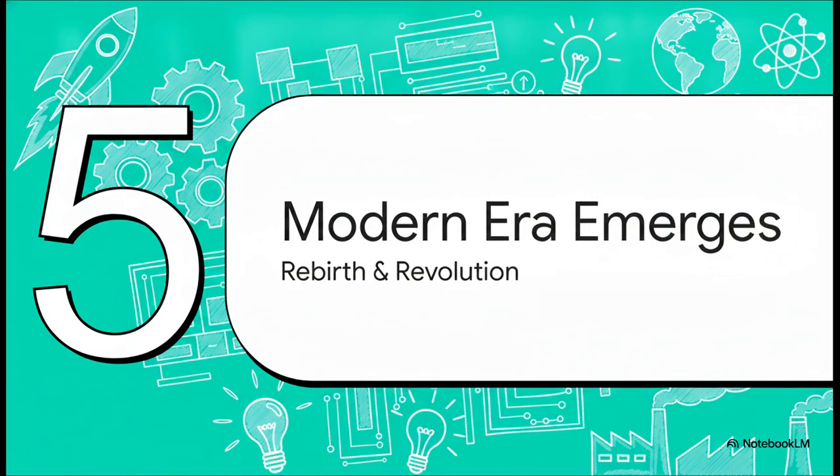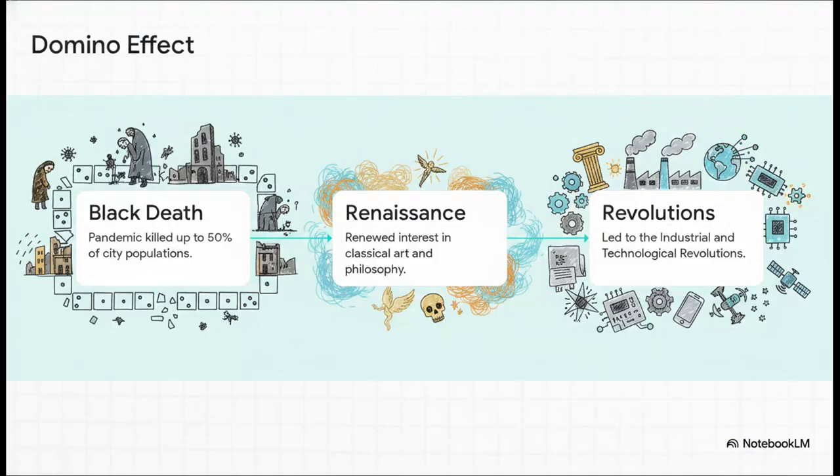Moving to Section 5, the modern era emerges through rebirth and revolution. This brings us to the sixth and final major time period, the Modern Age. And surprisingly, it begins with absolute devastation. It sparked this wild domino effect. First, the deadliest pandemic of all time, the Black Death, eradicates up to 50% of city populations across Europe and beyond. But that horrific, unprecedented loss of life fundamentally altered society and economics.